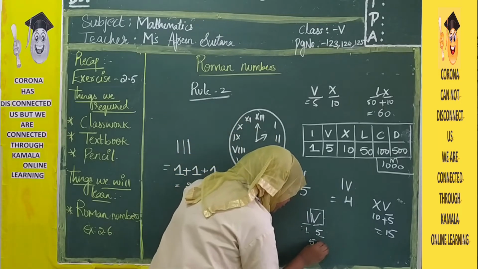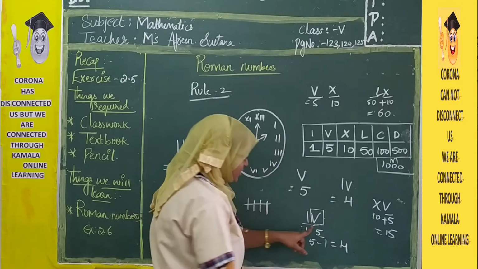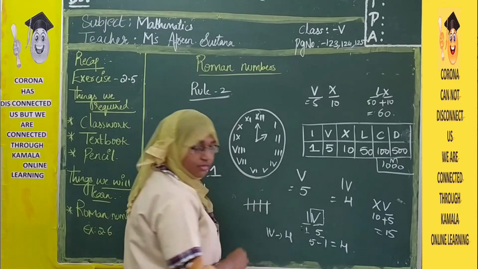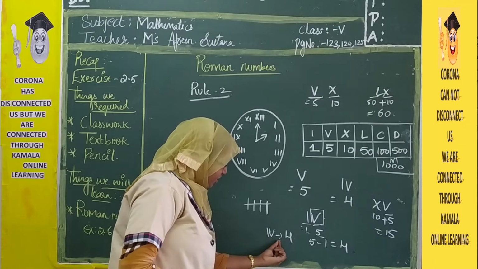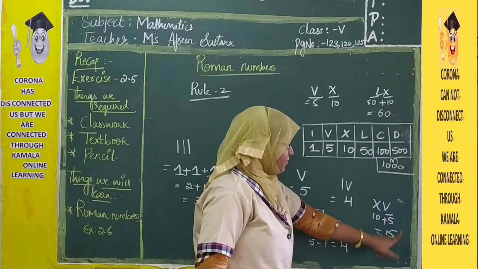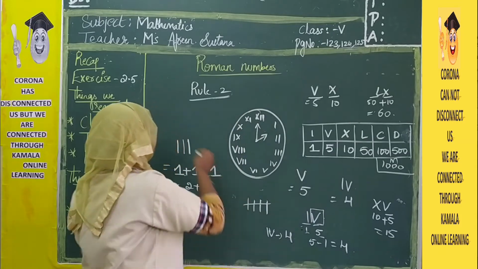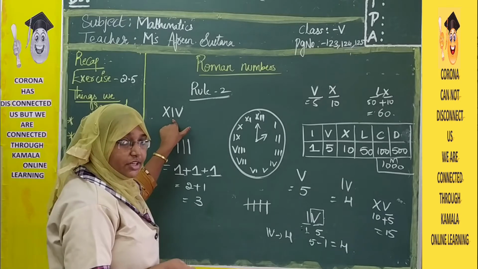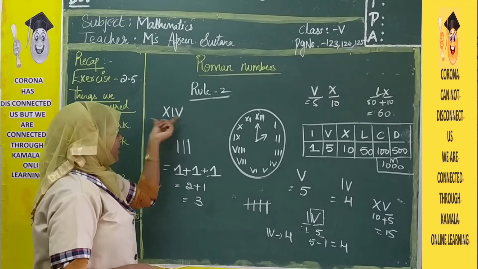So 5 minus 1 is 4, so we will represent the 1 4 as 4. Nothing but 4. So when a smaller numeral is written on the left side, we will subtract. When a smaller numeral is written on the right side, we will add up. What happens supposedly if the smaller numeral is written in between two greater numerals?